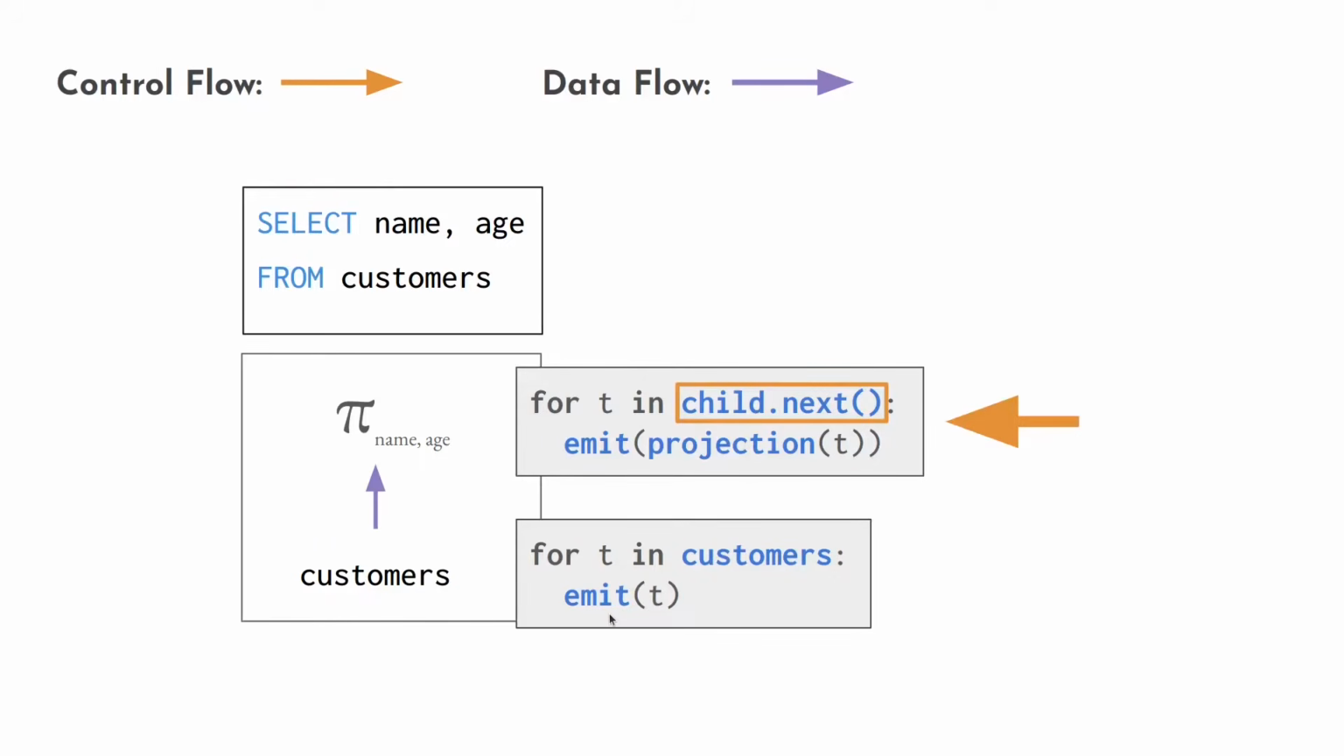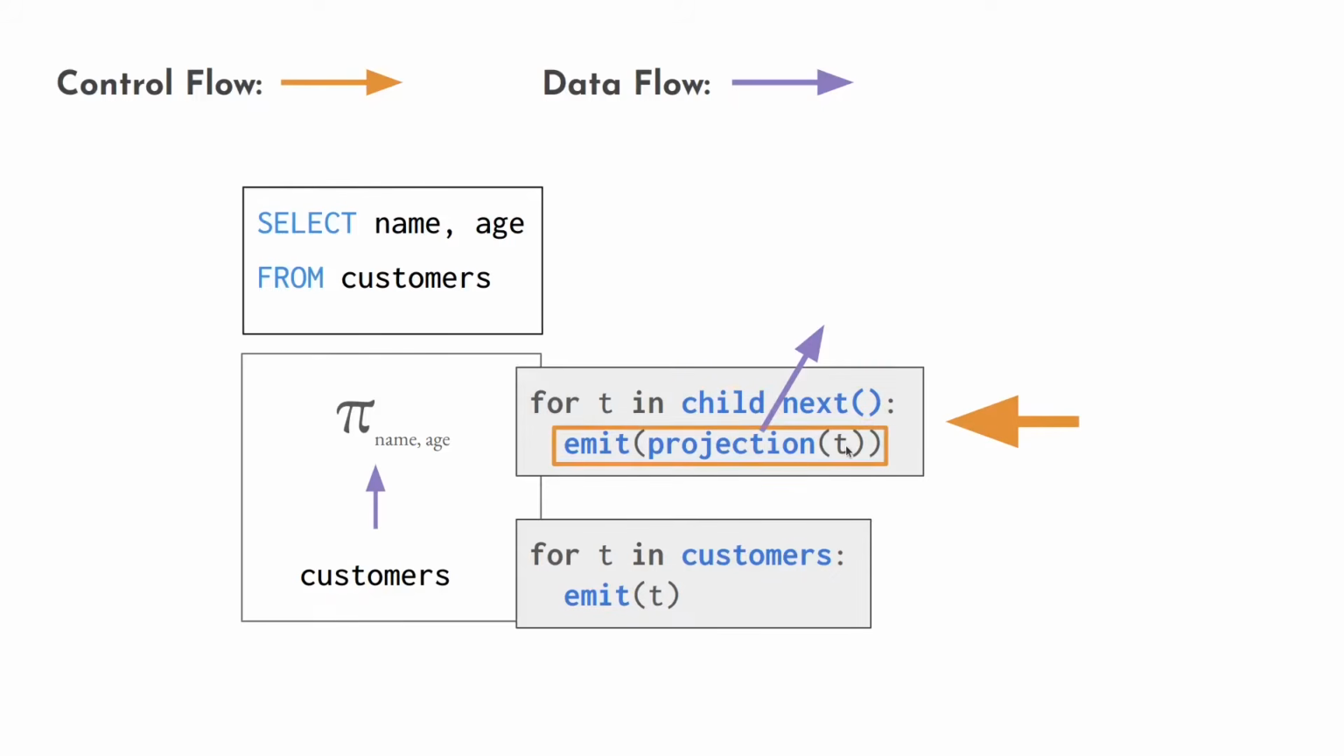Now, let's see how this works. As I said, execution starts at the root of the tree, so in this case it starts in this projection operator. And so, of course, the first thing we do is we go here and call our child's next to get the first tuple. Now that blocks, meaning at this point we're just waiting. So we go here and get the first tuple and emit it. The data goes back. We go again back to the projection.